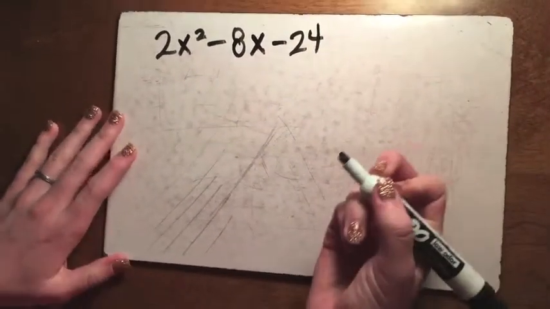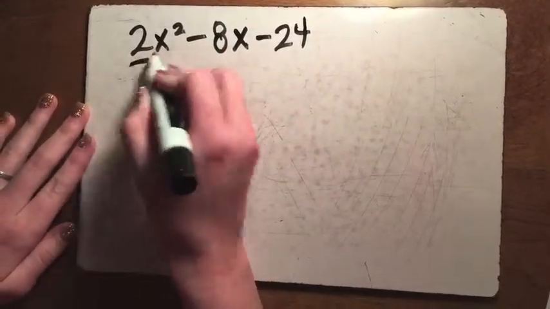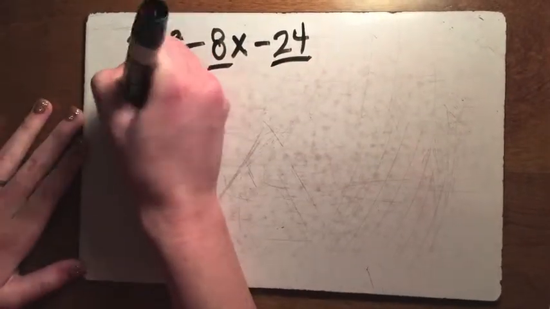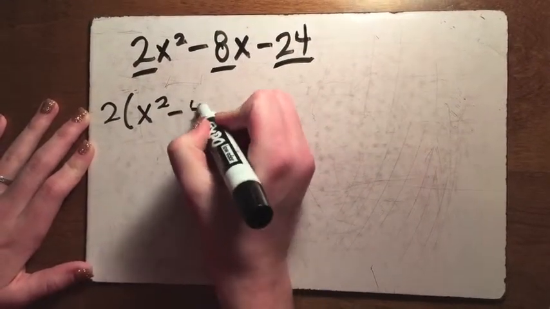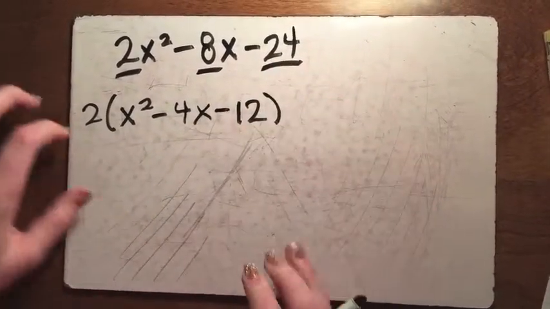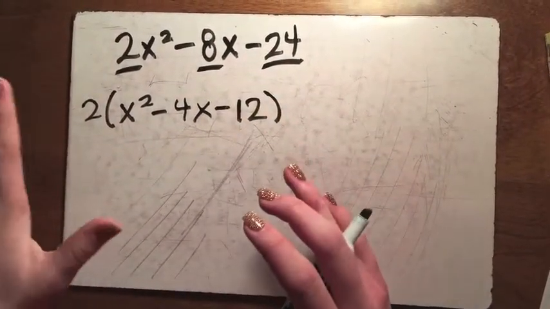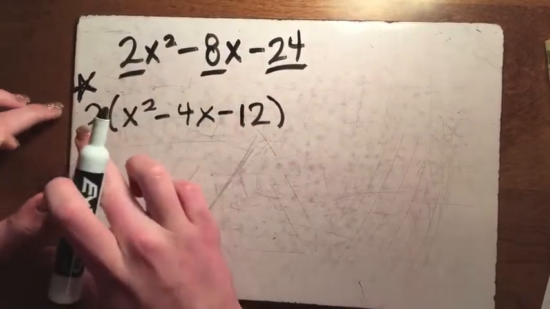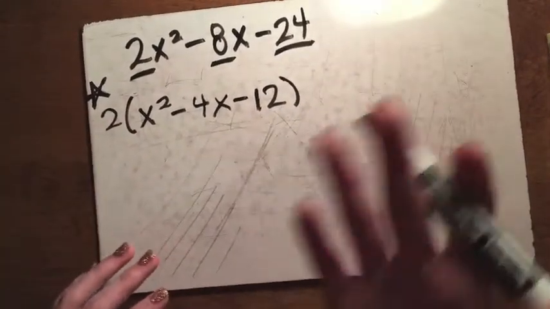And the first step is to always take out the GCF. So the GCF in this case, there's a 2 here, an 8 here, and a 24 here. So you can take out 2. If you take out 2, you're just dividing by 2, so it's going to be minus 4x, and then minus 12. And what I always do is work with what's on the inside of the parentheses, and I put a star up here or something, so I remember that I need to put this 2 back at the end, when I get the two binomials, or the binomial, I guess.